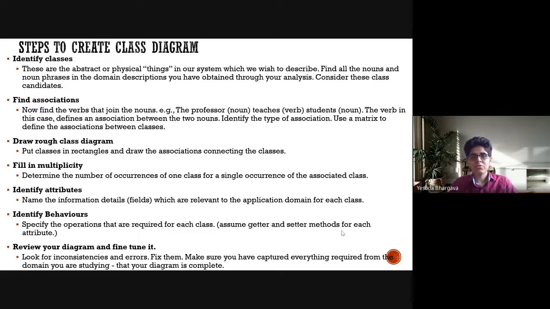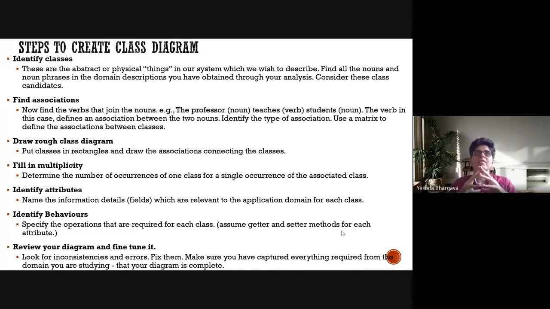Basically, that means you try to identify whether there are any roles that are getting played, any events that are crucial, or any interactions. So all these things, any particular nouns or noun phrases in the problem descriptions, can be considered as possible class candidates.